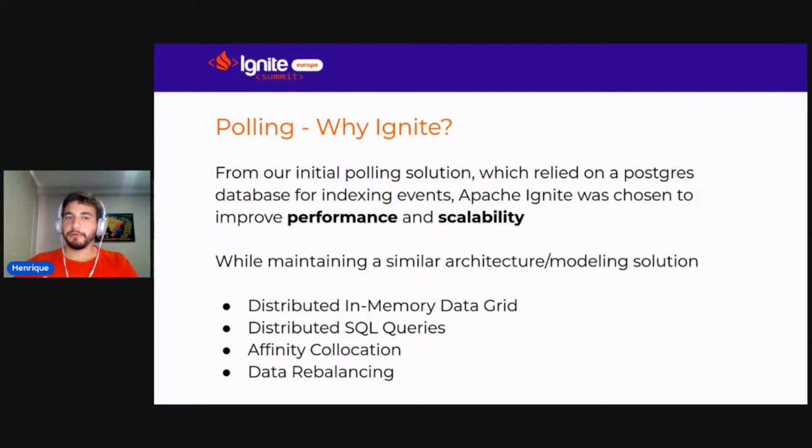So why did we choose Ignite for the polling solution? First of all, we started working with a Postgres database for indexing those events and implementing the solution. But performance-wise and scalability-wise, it was getting a little difficult to solve with the Postgres database. So Apache Ignite came as almost an obvious choice in that matter. Because it provided us with performance by being an in-memory data grid, and because it was partitioned, it also solved the scalability for us really well. On top of that, it helped us maintain a similar architecture and modeling solution because it provided us with distributed SQL queries. So it was a very good choice, and it matched our solution very well at the time.